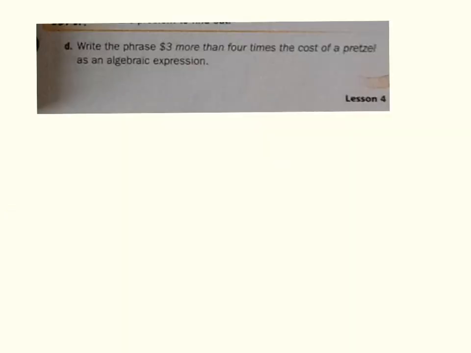You can follow along with me. We are still on page 463. We're going to go all the way down to the bottom of the page, letter D. We want to write this phrase. 3 more dollars than 4 times the cost of a pretzel. And we want to write that as an algebraic expression. Remember, algebraic expression is telling me that I have at least one number, at least an operation, and at least a variable. So let's write this.